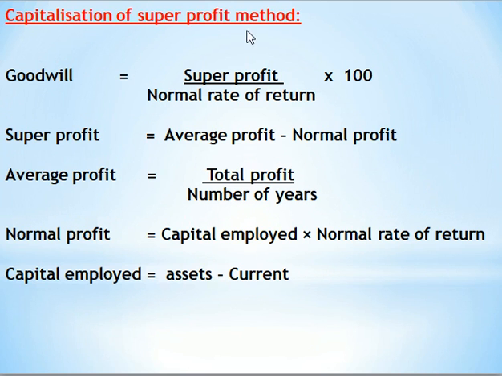In the capitalization of super profit method, goodwill is equal to super profit by normal rate of return into 100. As we know, super profit is equal to average profit minus normal profit. For the calculation, average profit is equal to total profit by number of years. Normal profit is equal to capital employed into normal rate of return. And capital employed is equal to assets minus liabilities.